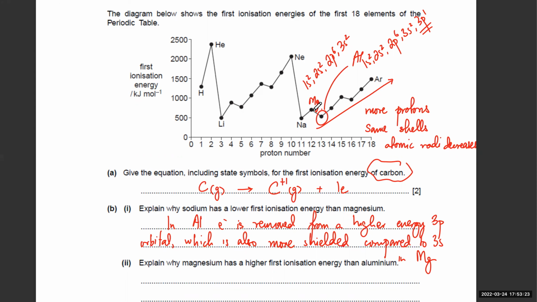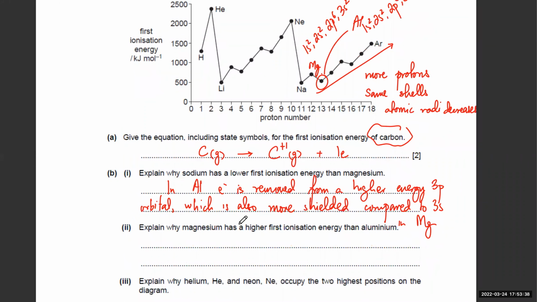So remember the dips. There'll be questions on the dips. Why is there a dip at group 3? Whenever you reach group 3, an electron is removed from a much higher energy 3p orbital, so it becomes easier to remove the electron. The electron is kind of further away.